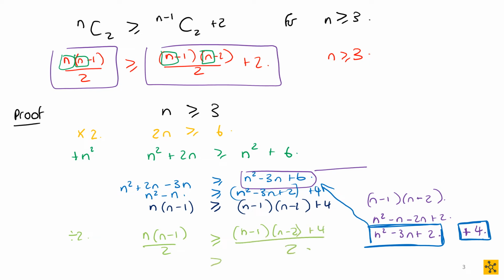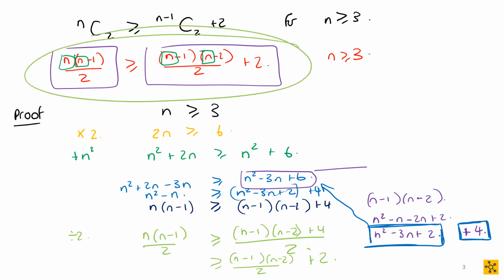And you can rewrite this second one as two separate terms, n minus 2 divided by 2 plus 2. And therefore, you now get what we originally wanted out. So we know that nC2 is greater than or equal to n minus 1 C2 plus 2. And we're going to use this in the proof that's actually worthwhile to us.